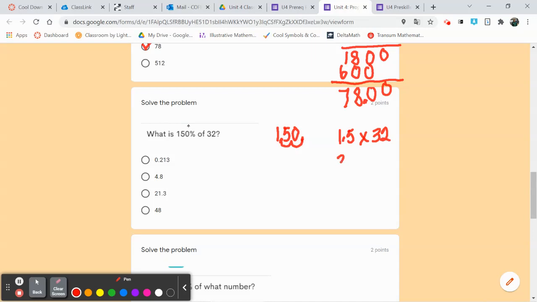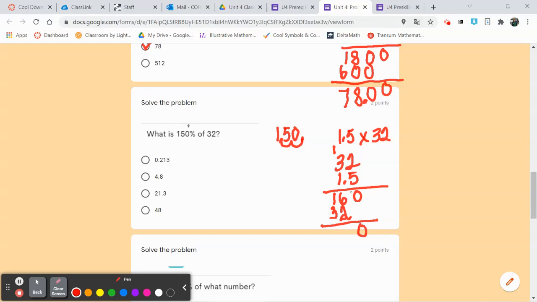And let's do it out the long way for those of you that need the practice. 5 times 2 is 10. 0, carry the 1. 5 times 3 is 15, plus 1 more is 16. Now I move on to my second number, and remember I start the answers below the second number. 1 times 2 is 2. 1 times 3 is 3.